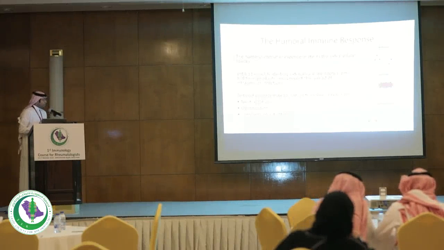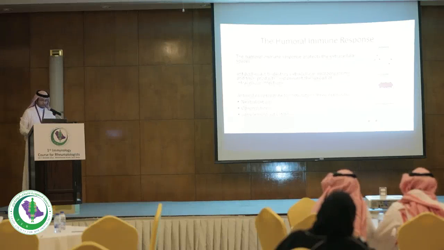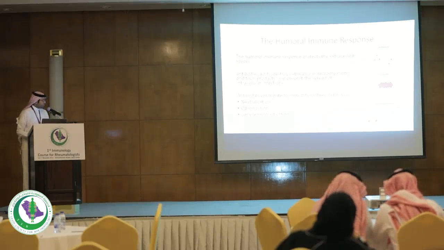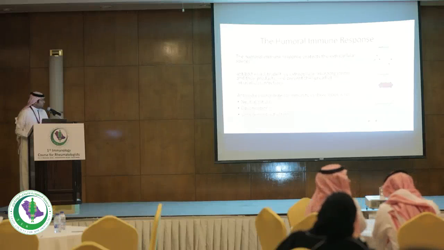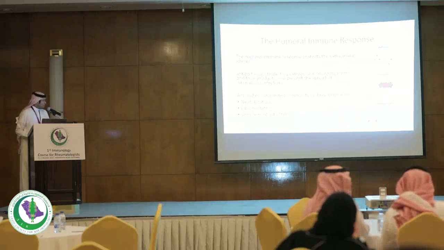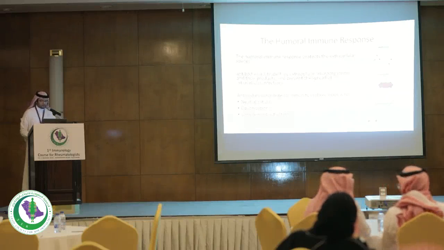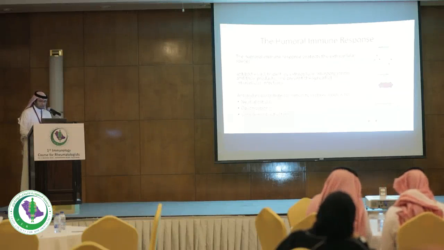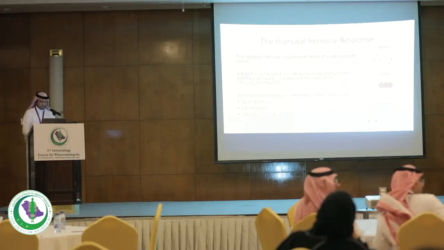The humoral immune response mainly protects the extracellular spaces. We talked about how the T cell component mainly protects the cellular component. However, the humoral response mainly protects the extracellular spaces through the antibodies. The antibodies have three main functions: neutralization, opsonization, and complement activation. We'll talk in a bit of detail about each one of these functions, as well as other functions of the antibodies.